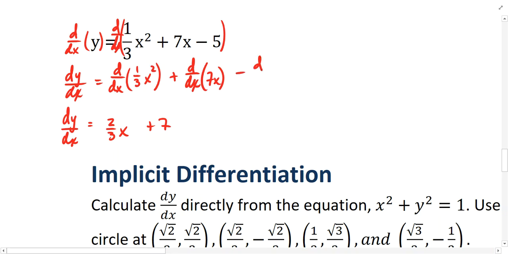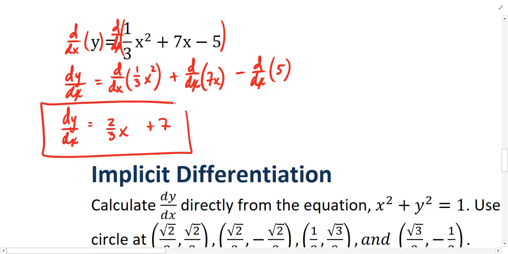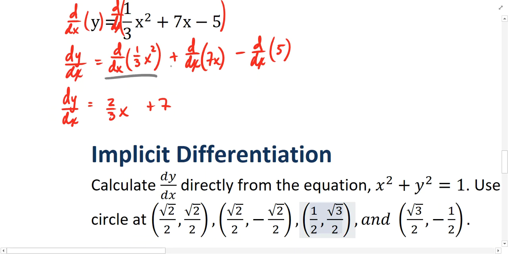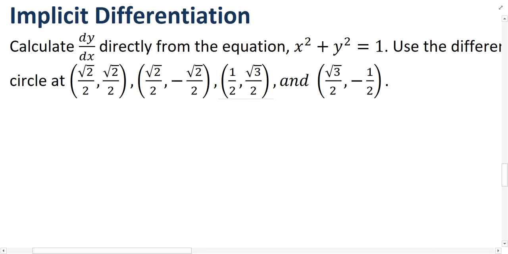And our sum and difference rules allow us to find the derivatives very quickly. So the derivative of 1/3 x squared was 2/3 x to the first. Our derivative of 7x is 7, and the derivative of this constant is 0. And that's how we ended up with this solution. Utilizing this technique might be helpful when we apply implicit differentiation.